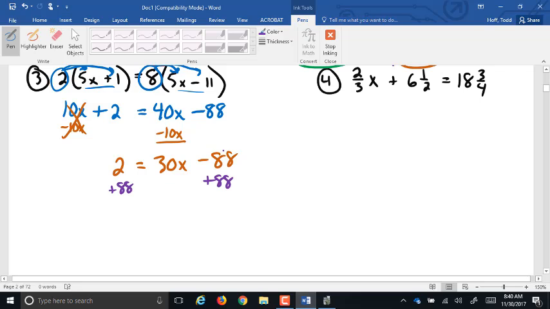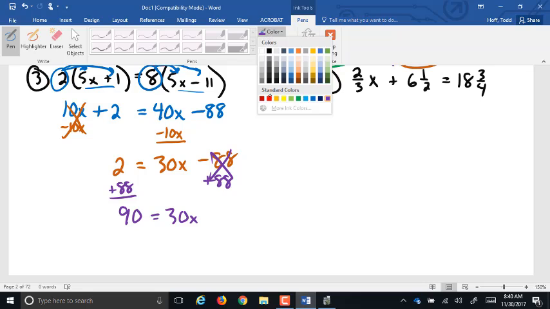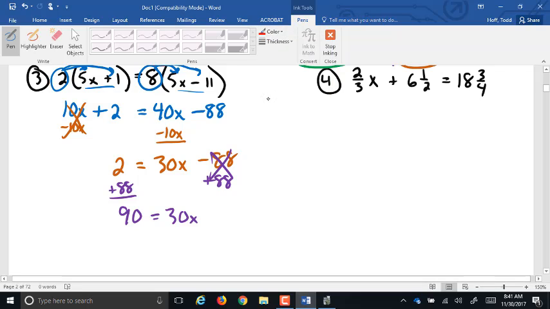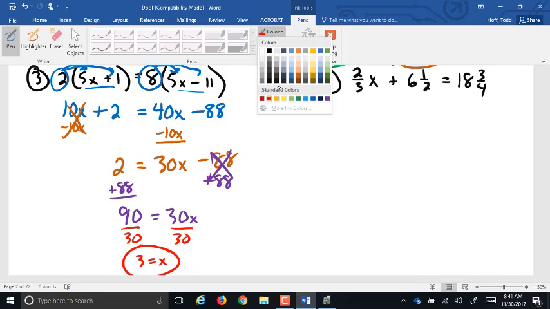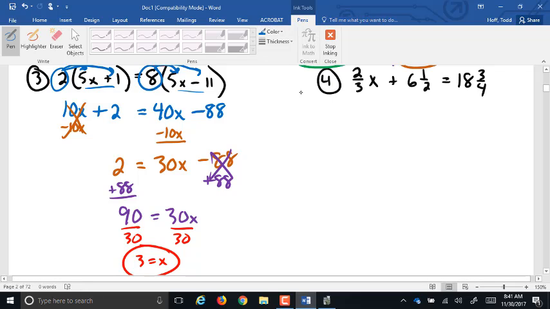Add 88. So the negative 88 goes away. 2 plus 88 is 90. Equals 30x. And then divide by 30. So 3 equals x. Any questions on that one?